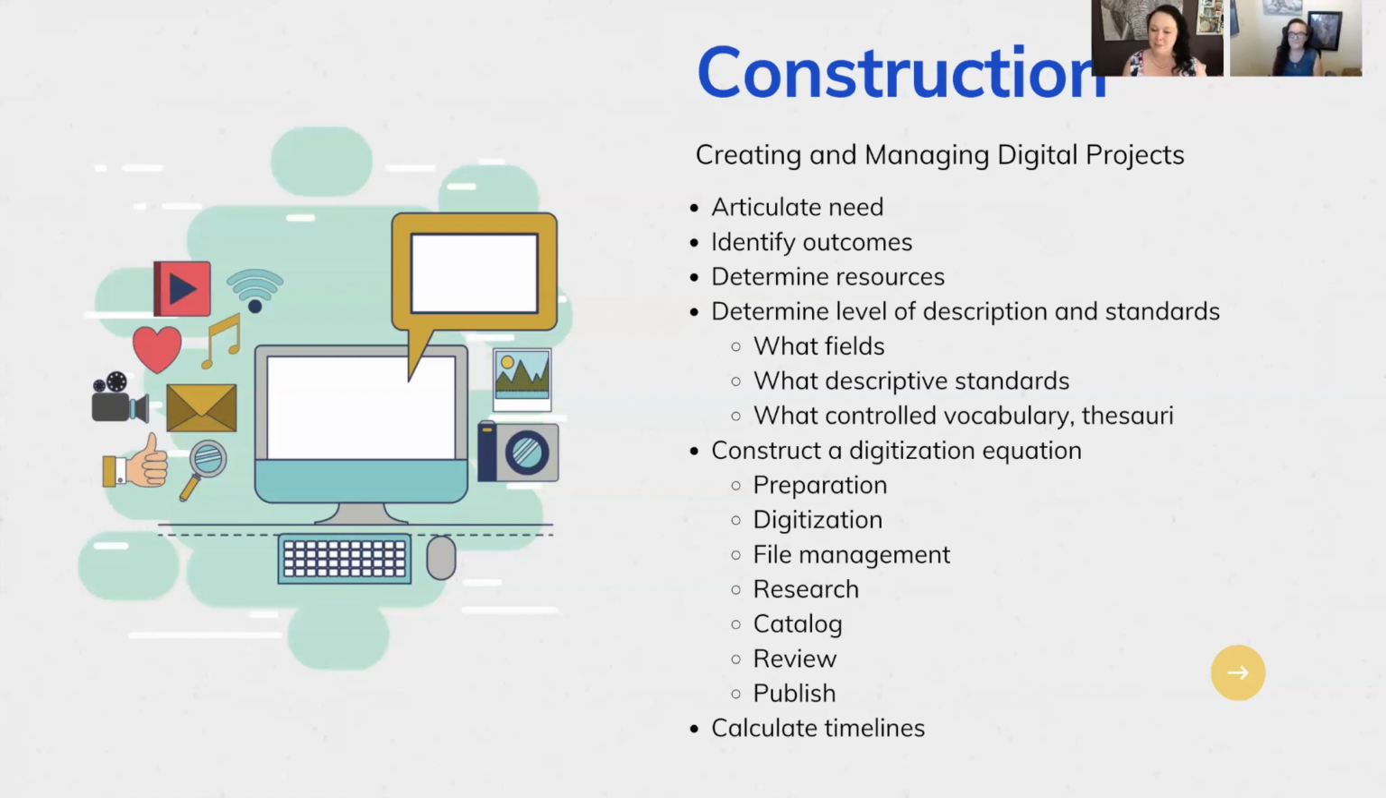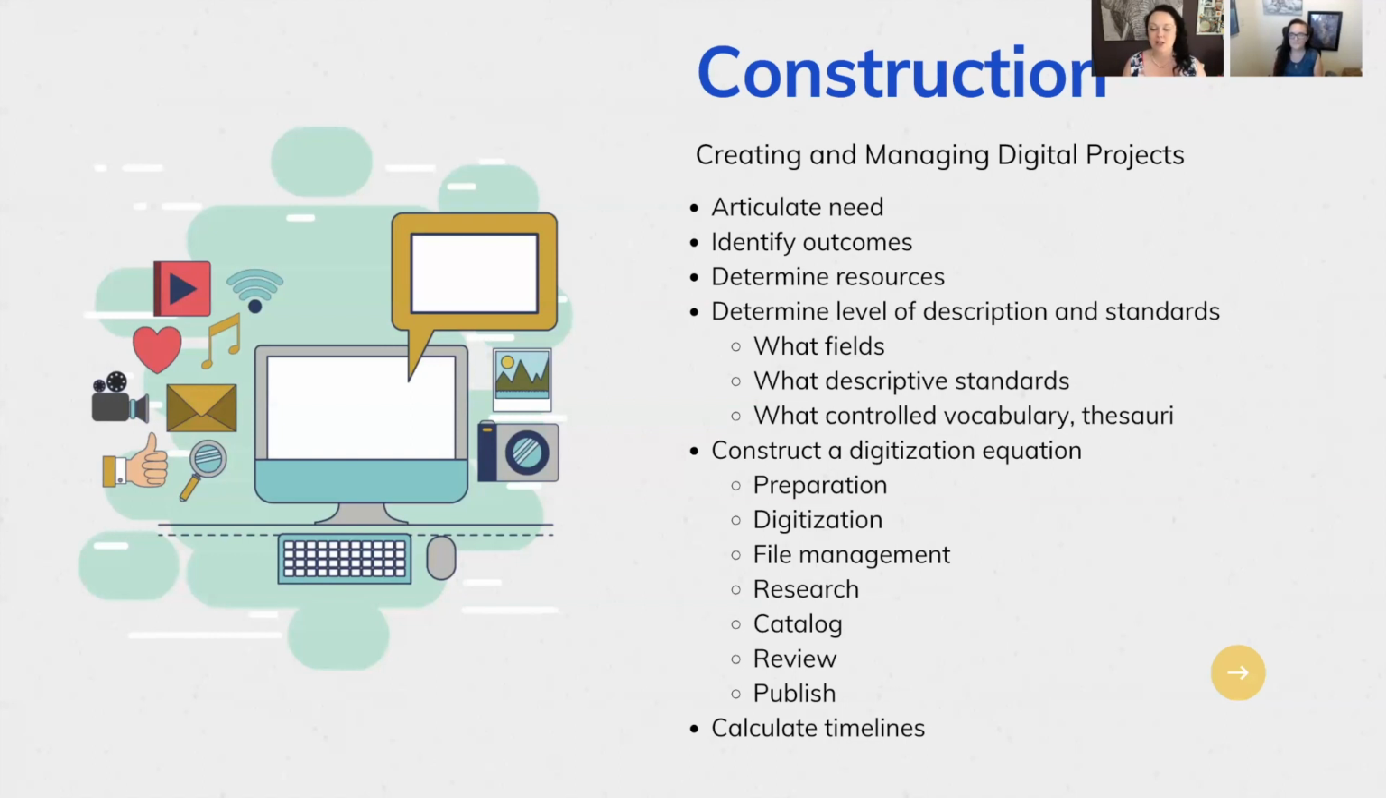And then the next part, I want you to think about what sort of level of descriptive standards you want to use. So what fields will you use when you catalog these items? What thesauri are you going to use? That type of thing. Because if you are writing a grant, you are definitely going to need to include that. And even if you're not, that's something to identify ahead of time before you begin the project.